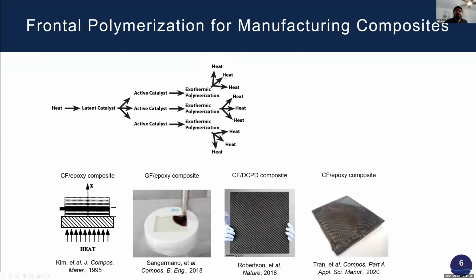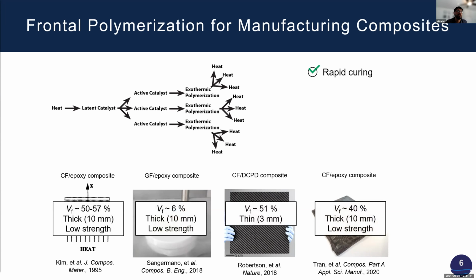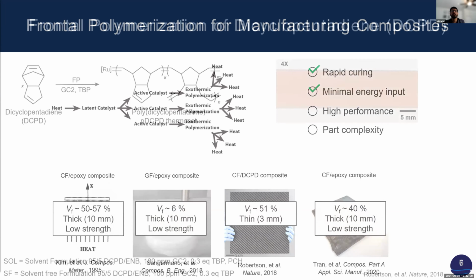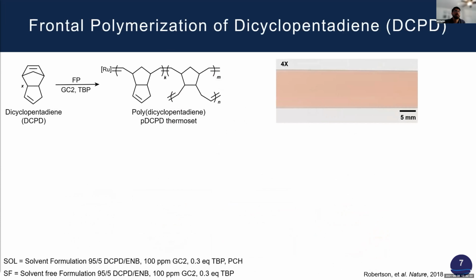So this technique's been applied to a few different composite applications that you can see on the bottom, and I won't get into great detail with these. However, we can see that, yes, in fact, you could make a composite with this. It does have the rapid curing that we need. It has the minimal amount of energy, which alleviates some of the pitfalls that we saw previously in composites manufacturing. However, it lacks in terms of high performance applications, as well as the complexity of the parts that we can fabricate.